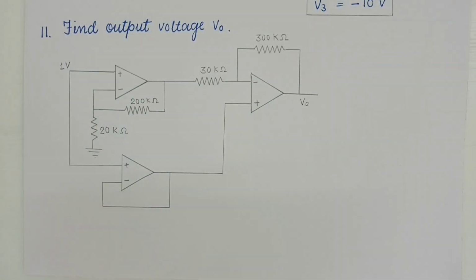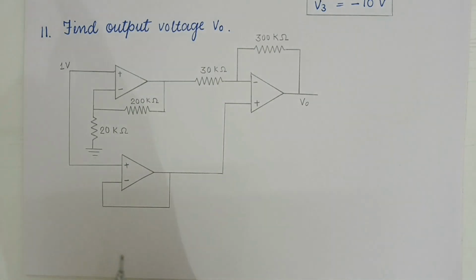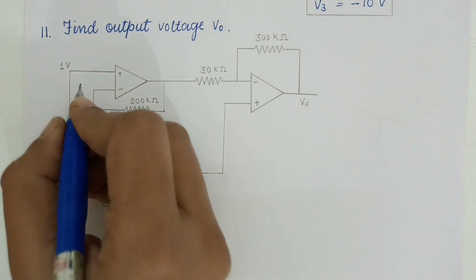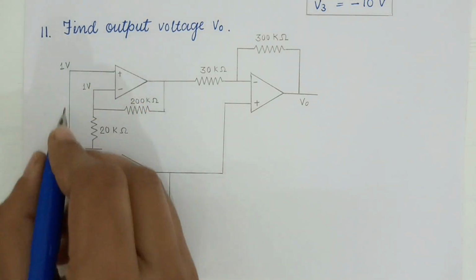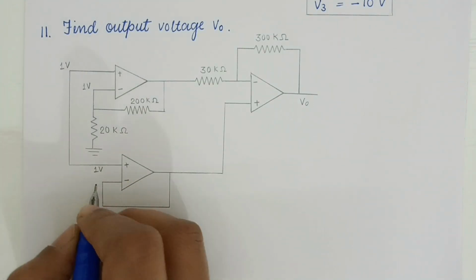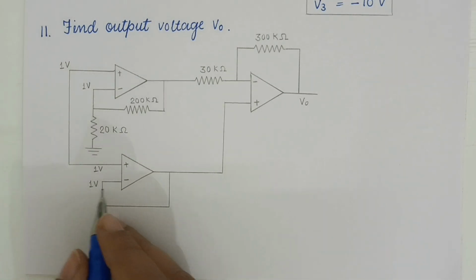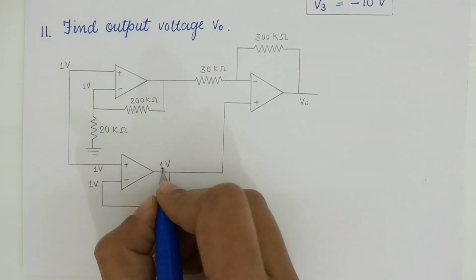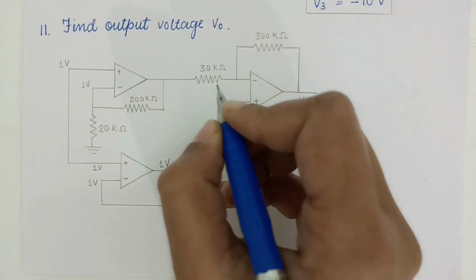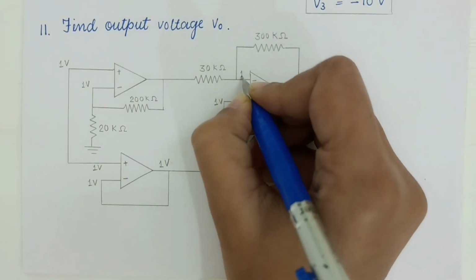Now in this question, we have to find out the output voltage, that is this V0. So let's start. This is given as 1 volt. So from the voltage follower, this is also 1 volt. And these are the same, so this is also 1 volt. Similarly, it is also a voltage follower, so 1 volt to this also. And again, as you can see, 1 volt goes to this. So following voltage, it is 1 volt, and similarly this is also 1 volt.